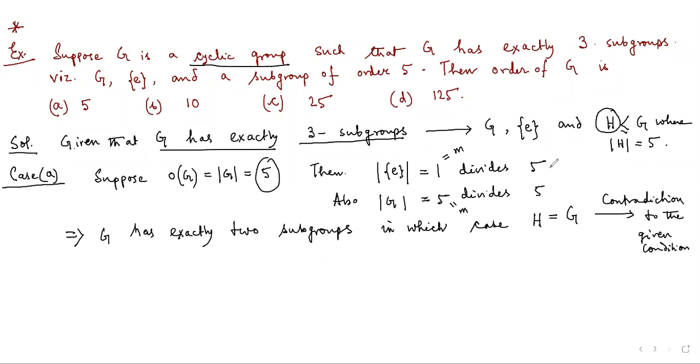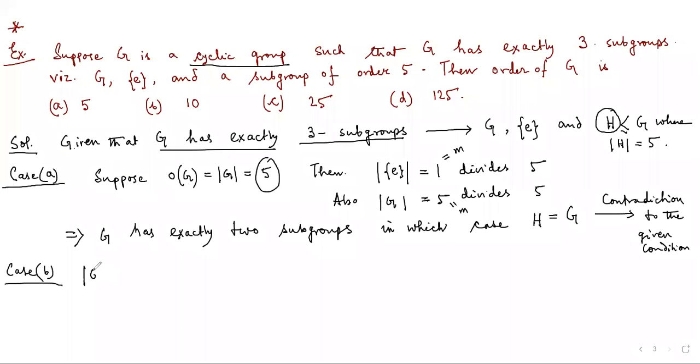No other divisors of 5 exist, and therefore, what about the existence of H? You have told us that G has exactly 3 subgroups. Then, if this is the scenario, this H must be equal to G. There is no other way out. So this is a contradiction, because in this scenario your group G has only exactly 2 subgroups.